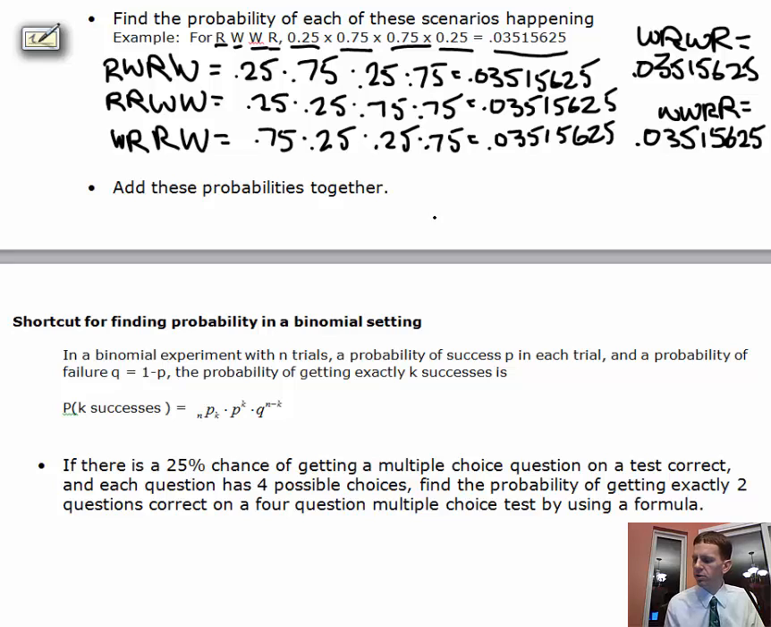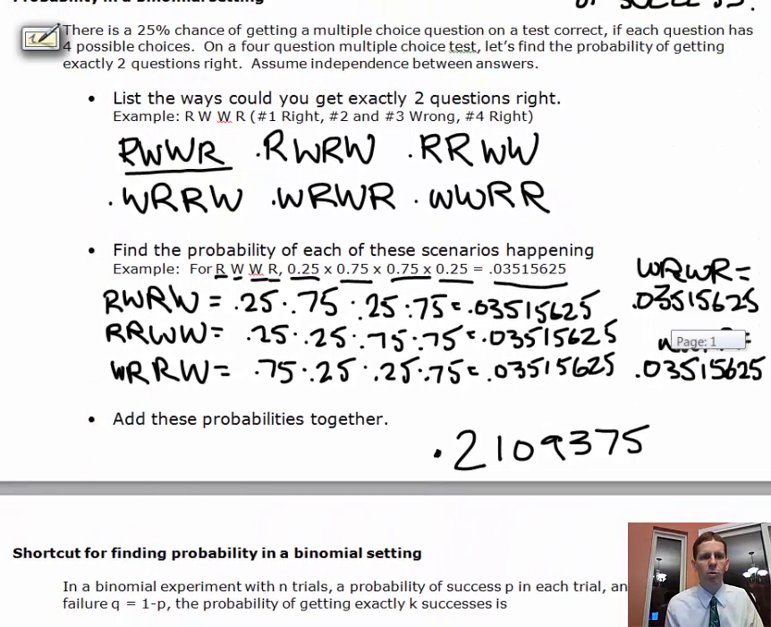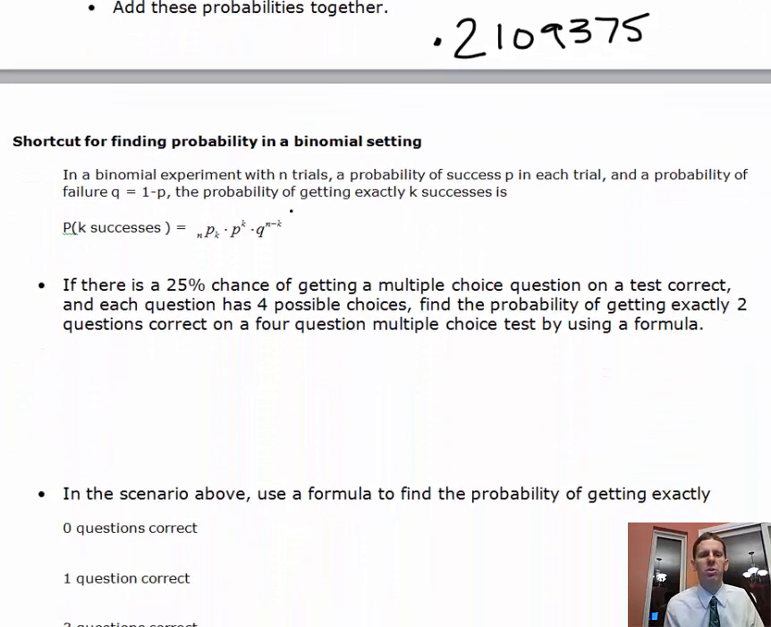So when you add these values together, you should get 0.2109375, and that is the probability of actually getting 2 questions right on a 4-question test. Now, there is a shortcut, because this took a little while to do.